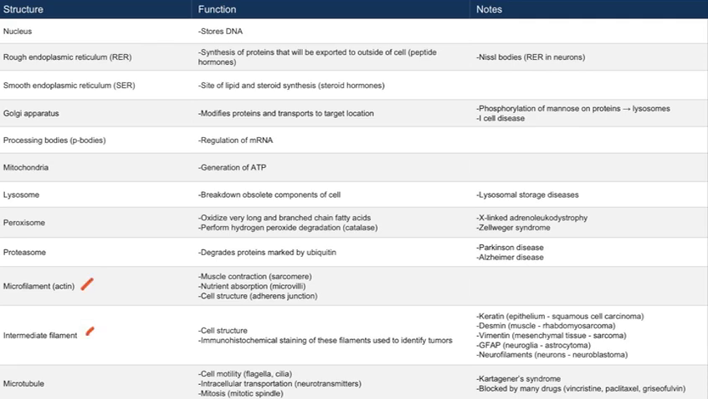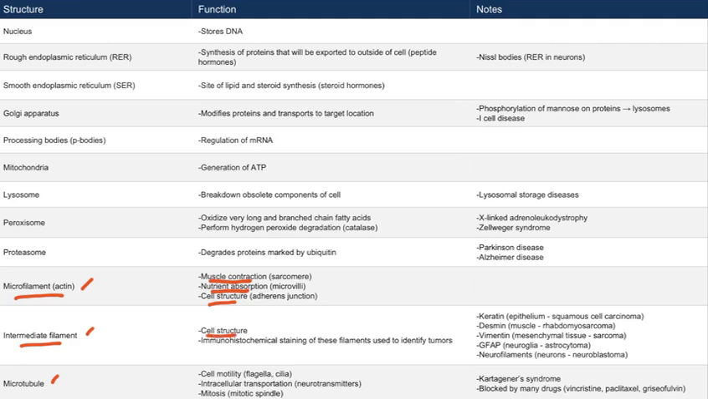Microfilaments, intermediate filaments, and microtubules are part of a system throughout the cell that's known as the cytoskeleton. Microfilaments are composed of actin polymers and are associated with muscle contraction, nutrient absorption, and maintenance of the cell structure. Intermediate filaments encompass many different molecules which are important for maintenance of the cell structure.